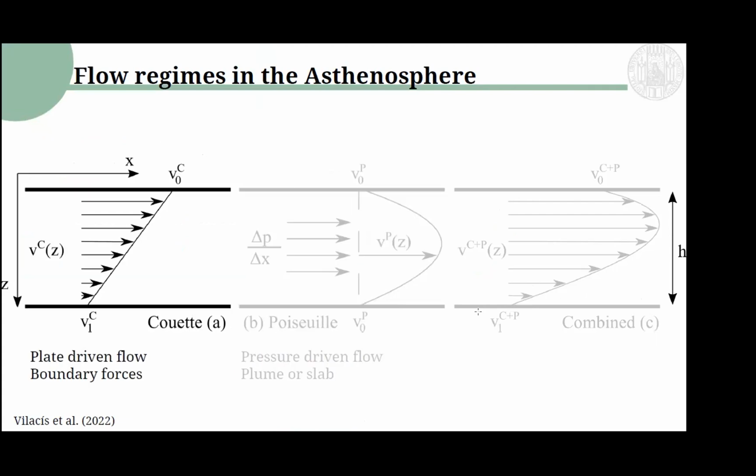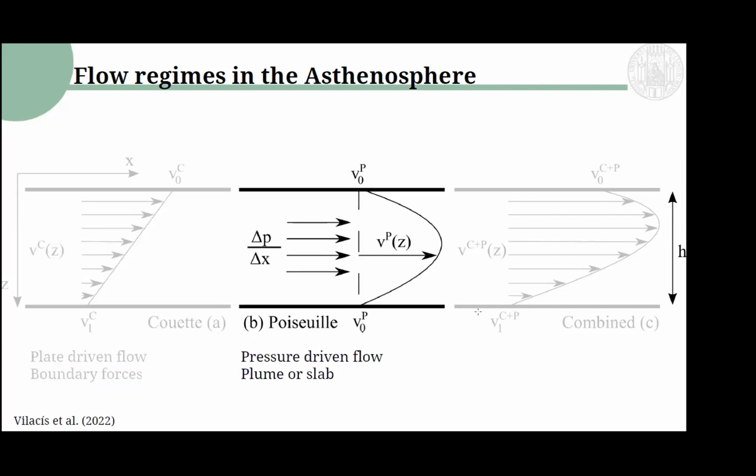So first we have the Couette flow. This flow is created by a gradient of velocities between the top and the bottom of the asthenosphere. In the case of the Earth, the lithosphere moves on top with a certain velocity and drags the material with this linear profile you can see here. This flow is generated usually by the motion of the plates.